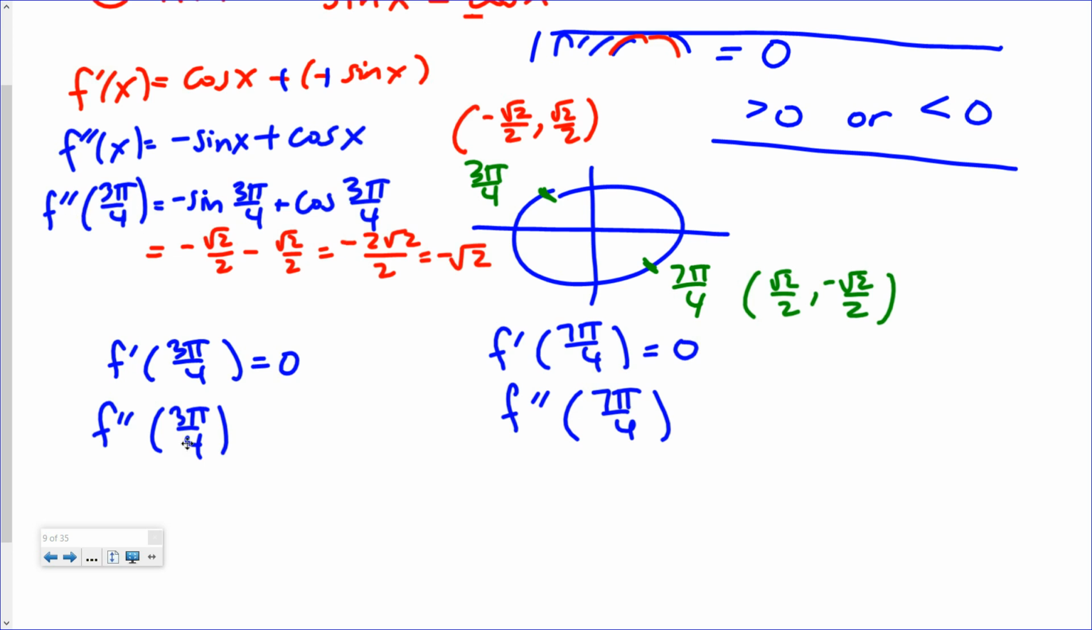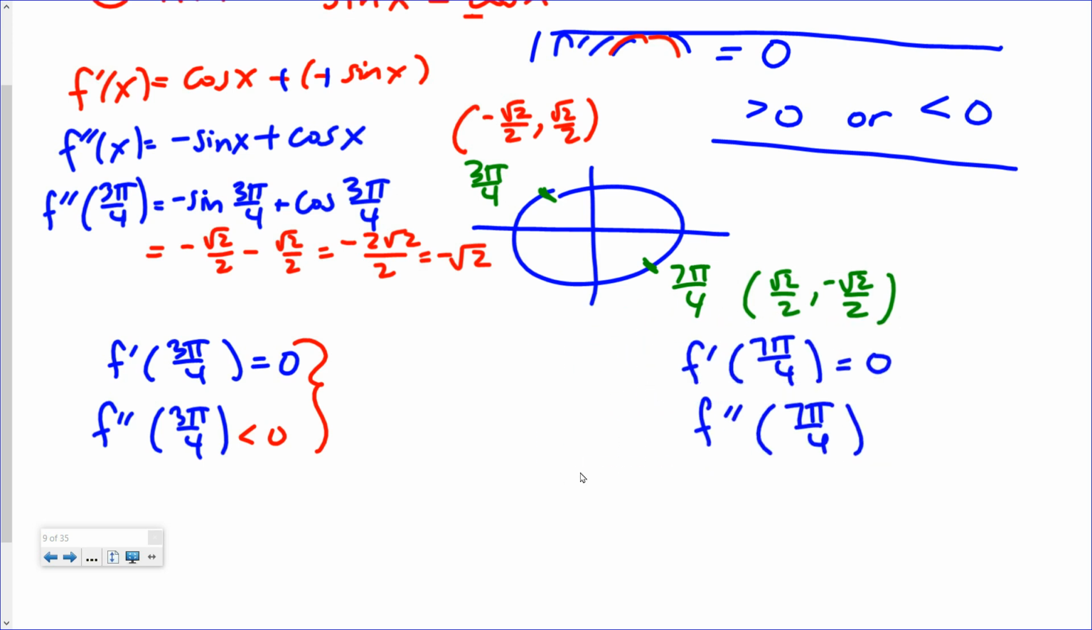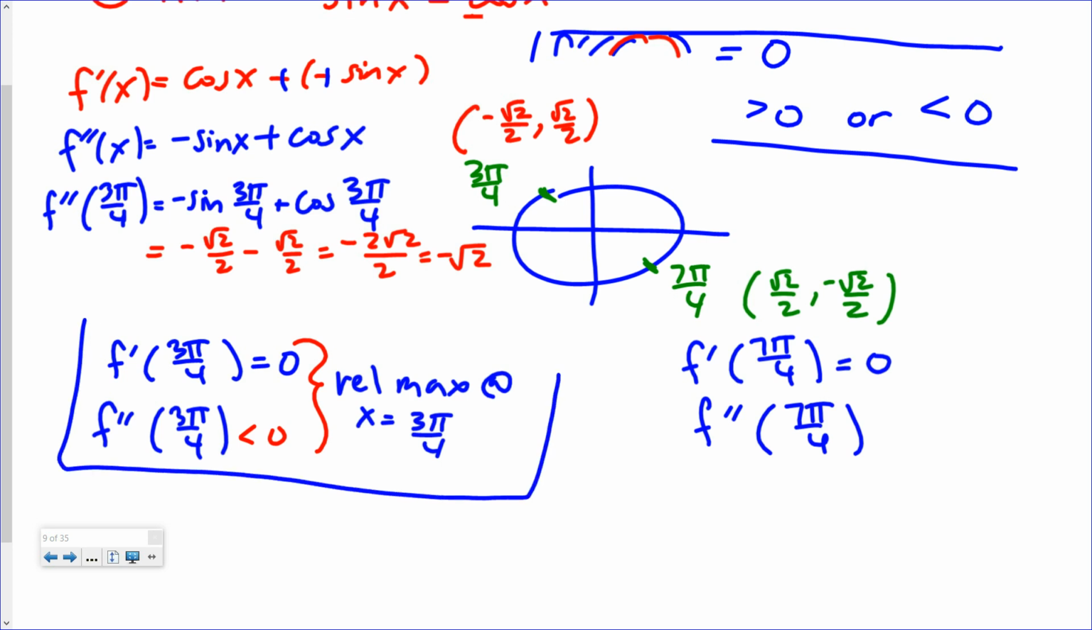Is the second derivative at 3 pi over 4 negative or positive? Negative. So therefore, the second derivative test says, you don't have to say that you use the second derivative test. It's not super important. You just need to say the result. Therefore, there's a relative max or min? Concave down, right? Concave down, there's a relative max. So this would be a relative max at x equals 3 pi over 4. And bam, I'm done with one part.